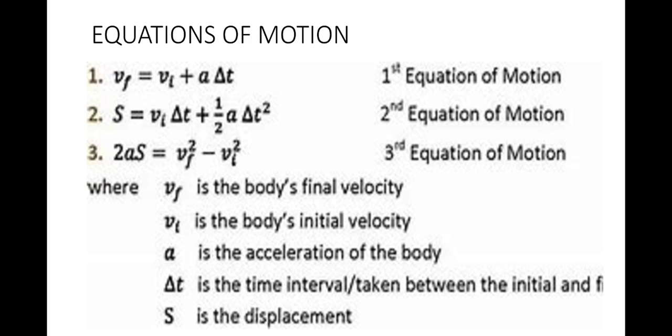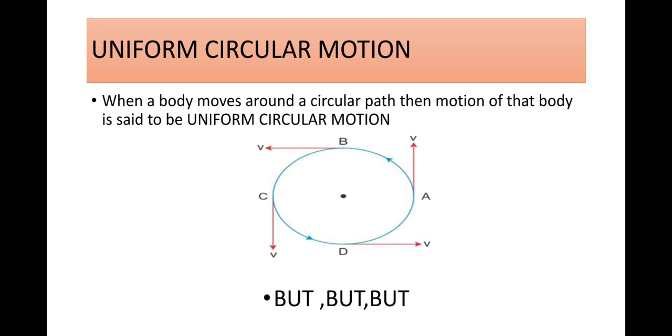So v final is equal to v initial plus at. v equals u plus at. Then s equals ut plus half at square. This is the second equation of motion. Next, the third equation of motion is v square minus u square equals 2as, or v final square minus v initial square equals 2as. So guys, don't worry, we will do the numericals. First you learn these equations, then we will do the numericals upon this.